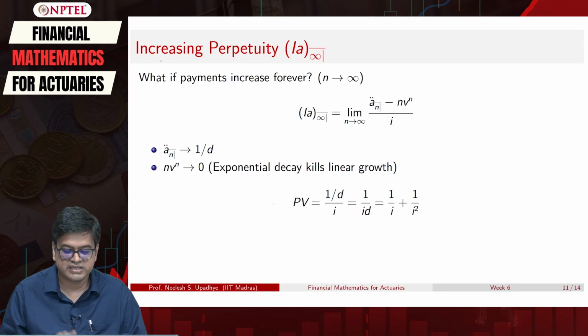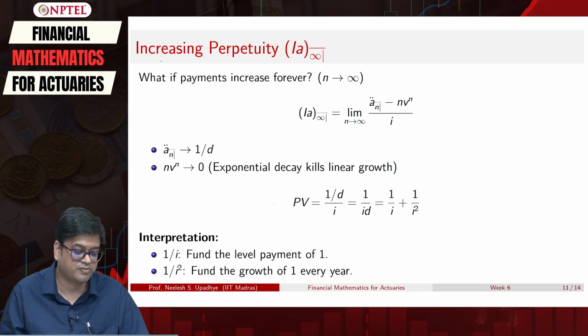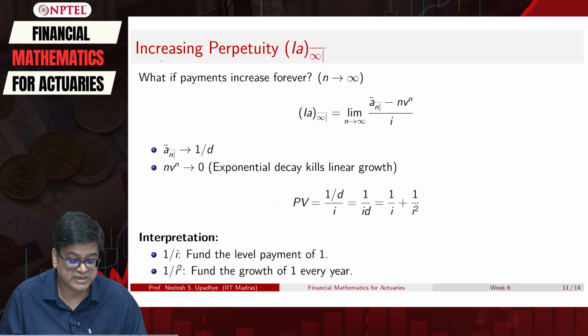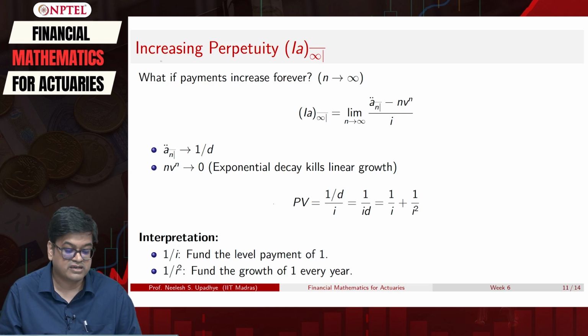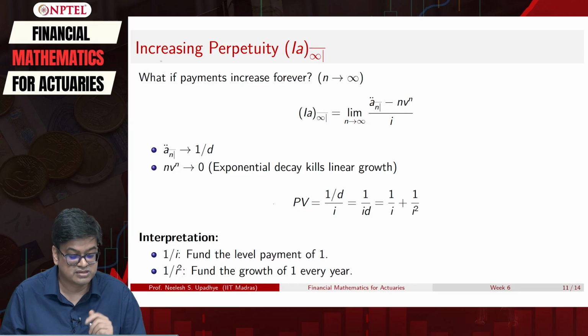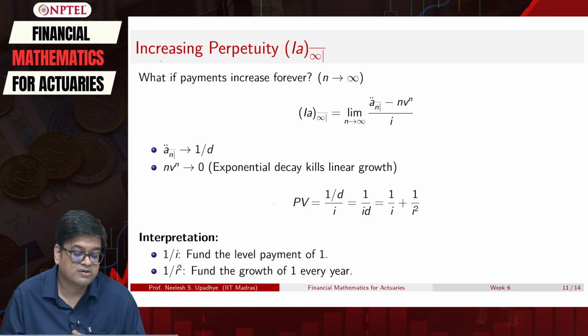So, what is the interpretation here? It basically relates very well, because this 1 by I we have seen as a perpetuity, right, for level payment of 1. So, this is the fund that you require for level payment of 1. And what is 1 by I square? Again, you have growth every 1 year, right. So, for that you need a fund of 1 by I squared. Okay. So, this is the idea behind this particular formulation. So, this is how we will understand increasing perpetuity.